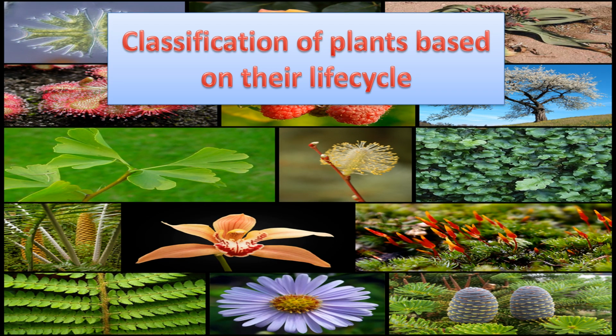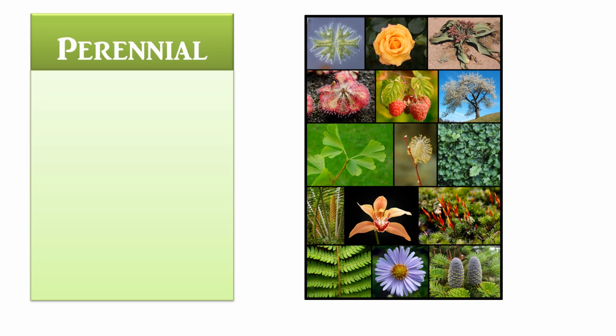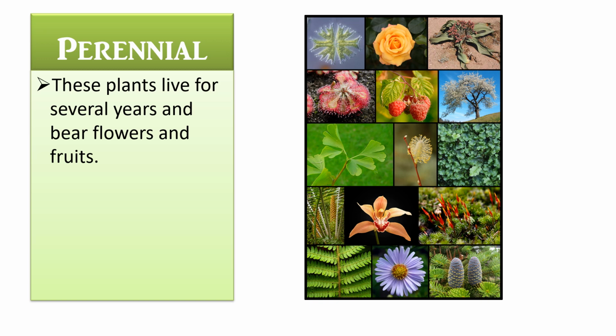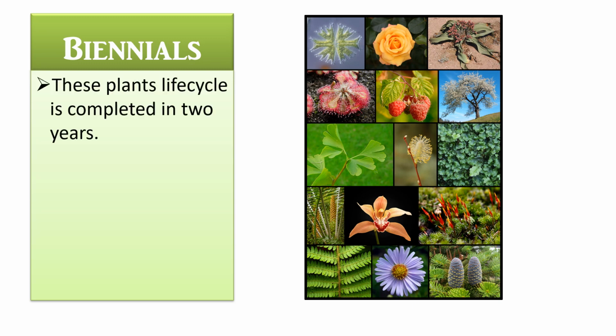Classification of plants based on their life cycle. Annuals. This plant's life cycle is completed in 1 year. Example, jowar and sunflower. Perennials. These plants live for several years and bear flowers and fruits. Example, gulmohar and mango. Biennial plants. These plants' life cycle is completed in 2 years. Example, beetroot and carrot.